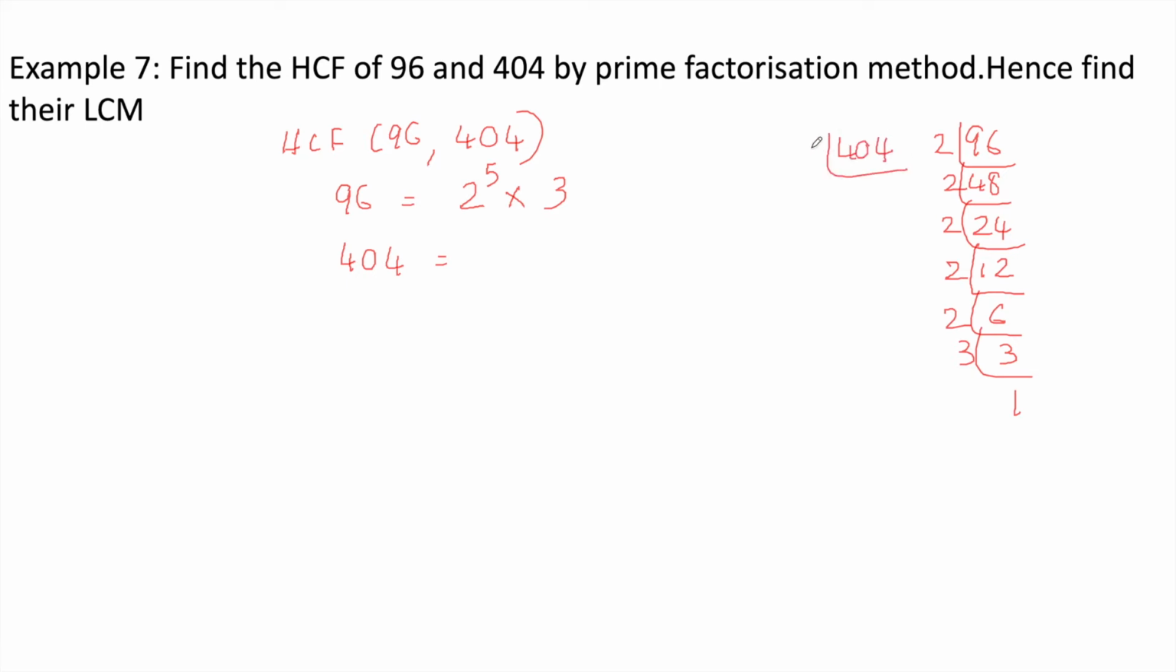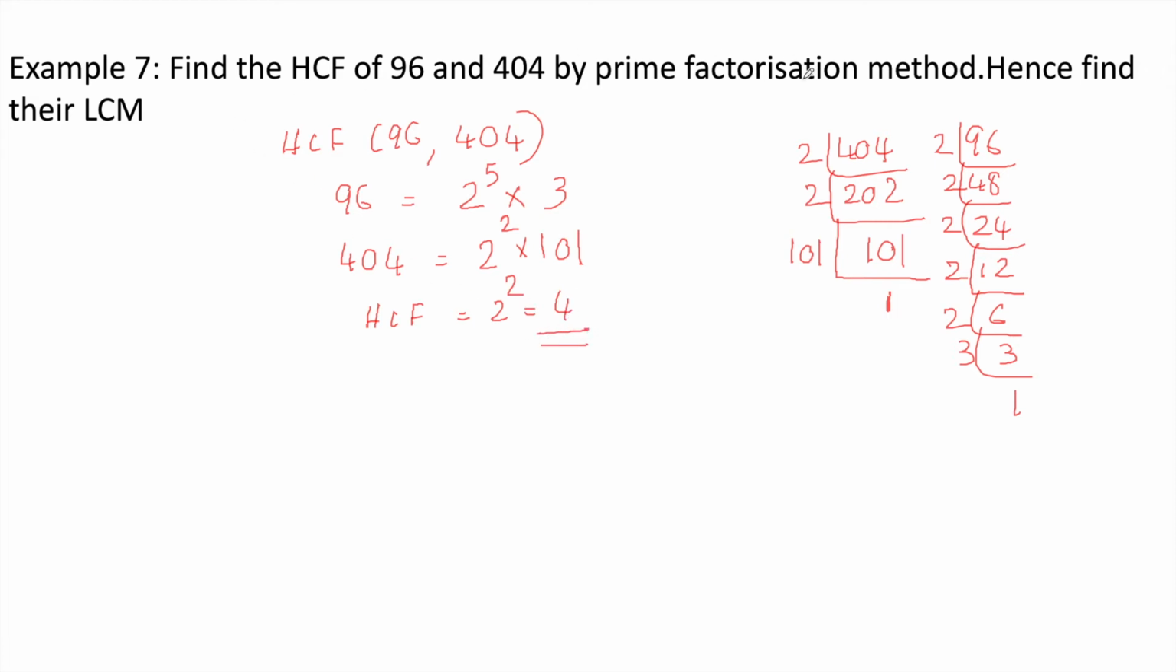404, then 202, then 101. See, 101 is a prime number, so it is not divisible by any number other than itself and 1. So we can write 404 as 2 square into 101. For HCF, we have to consider the common factor only. Here, the common factor is 2. And what is the smallest power for 2? That is 2 square. So HCF is 2 square, that means 4.